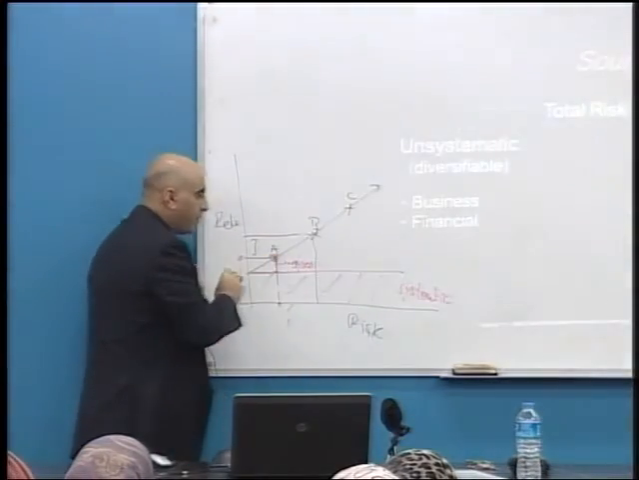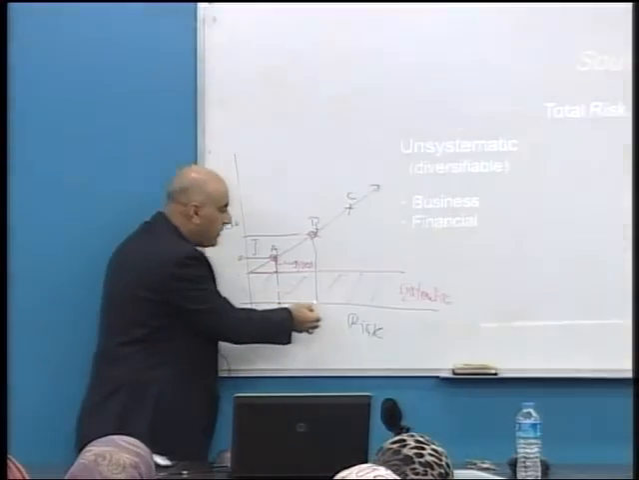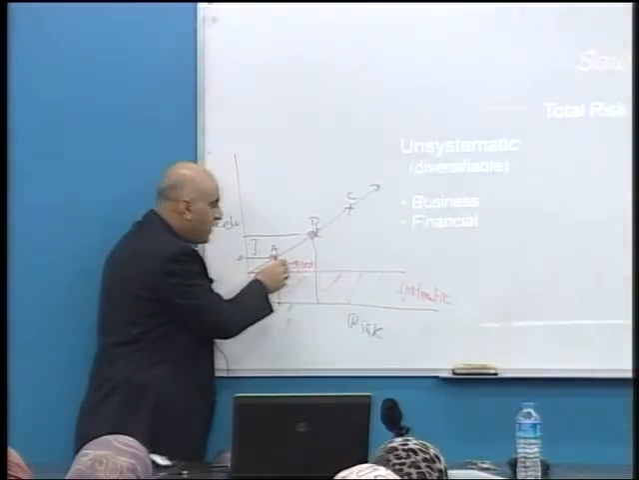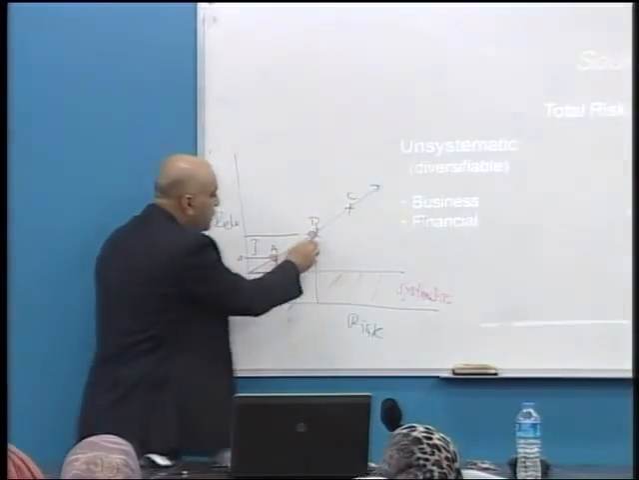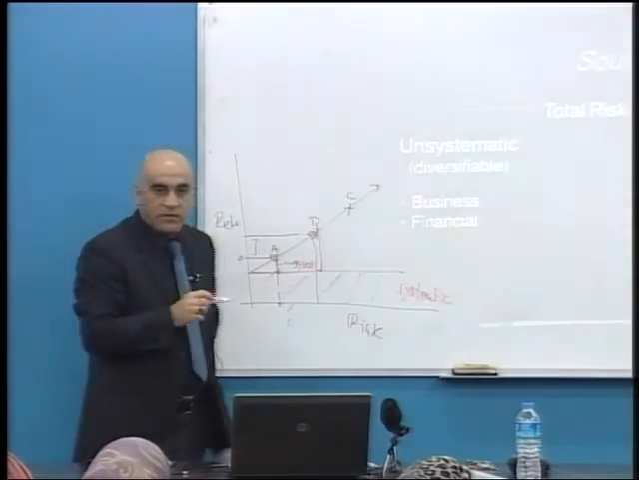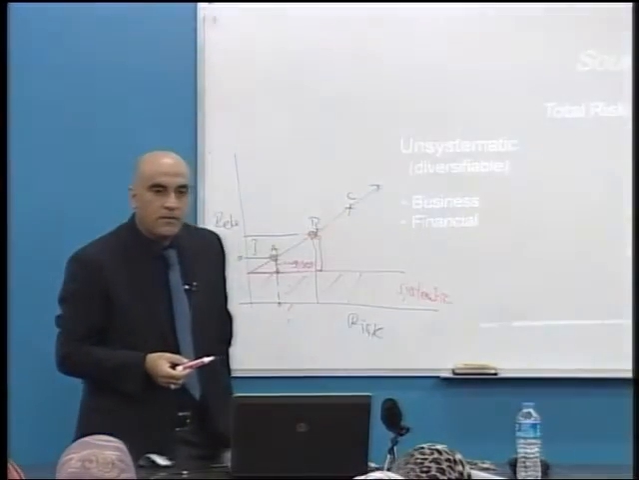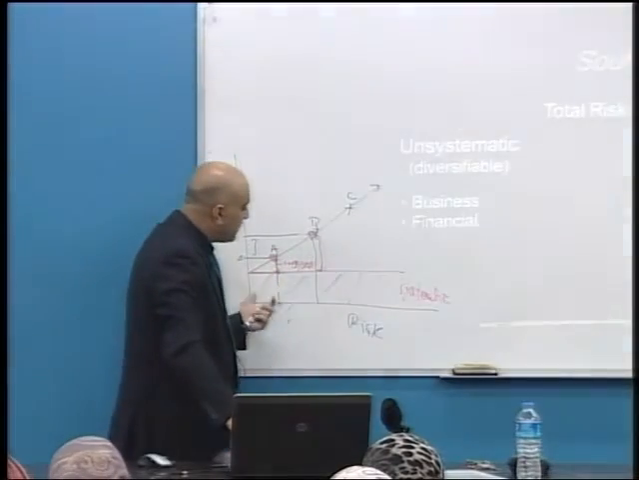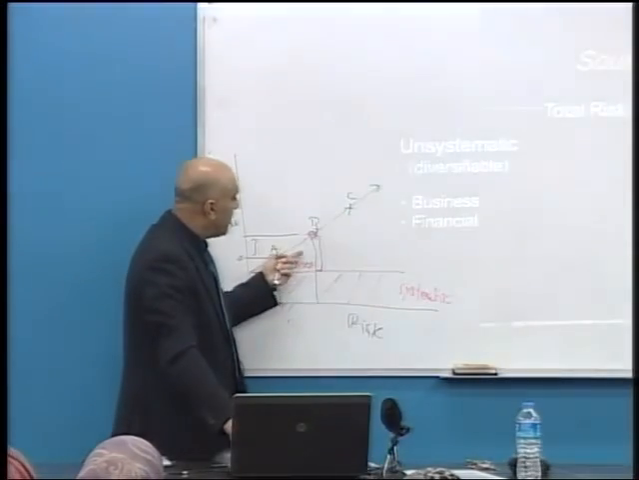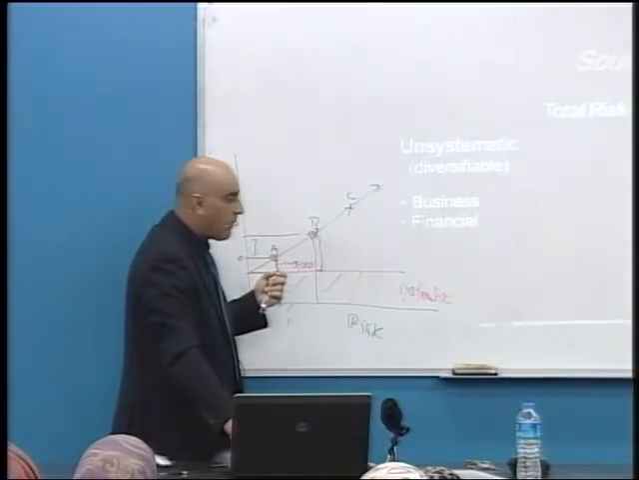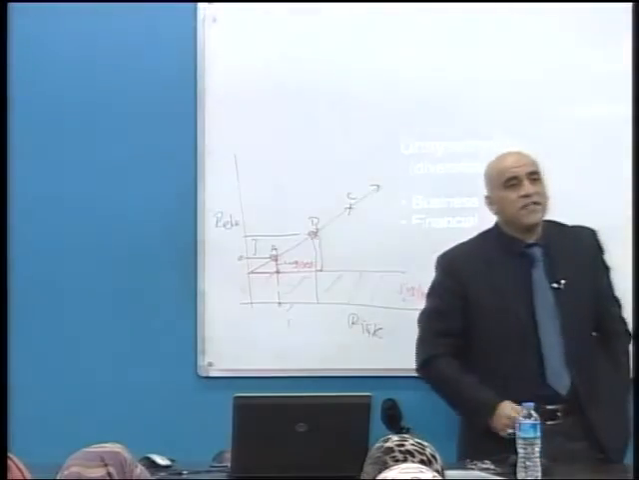As you observe, look at here. If you compare A and B, the systematic risk of A is equal to the systematic risk of B. But the unsystematic risk of A is not equal to the unsystematic risk of B, because we have this unsystematic risk for A and this for B. The unsystematic risk of B is higher than the unsystematic risk of A. Okay? So, just to conclude, the systematic risk for assets is equal, but the unsystematic risk is different. The unsystematic risk depends on the individual risk, or what we call the firm-based risk.